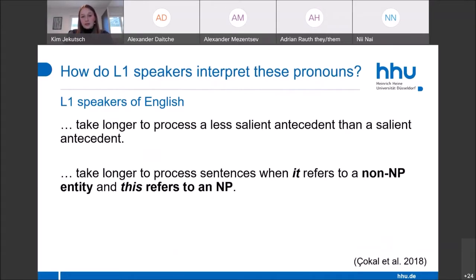Then, in the second part of the study, they conducted a reading time experiment, in which they found that, in general, less salient antecedents take longer to be processed than salient antecedents. Moreover, the participants took longer to process sentences when it referred to a non-noun phrase entity and this referred to a noun phrase.